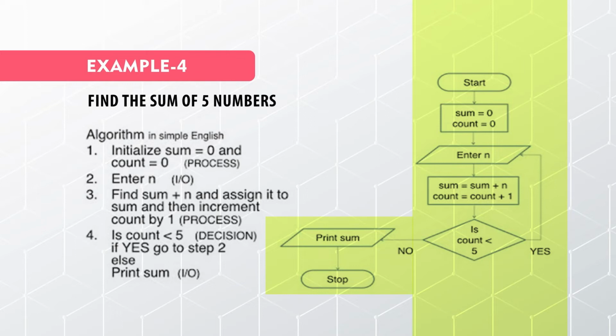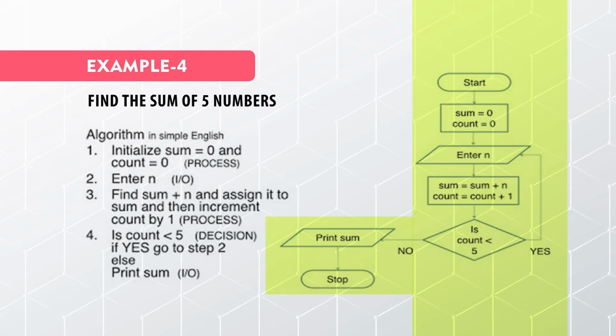So, again take an input number n. So, sum is equal to sum plus n, and again it is checked, is it less than 5? Yes, again a new number is entered and added into the value of sum. The moment count becomes 5 or more, the condition turns out to be false and it goes out, and the entire sum, that is 1 plus 2 plus 3 plus 4 plus 5, that is 5 plus 4 is 9 plus 3 is 12 plus 2 is 14 plus 1 is 15. So, 15 will be printed and the algorithm will stop.